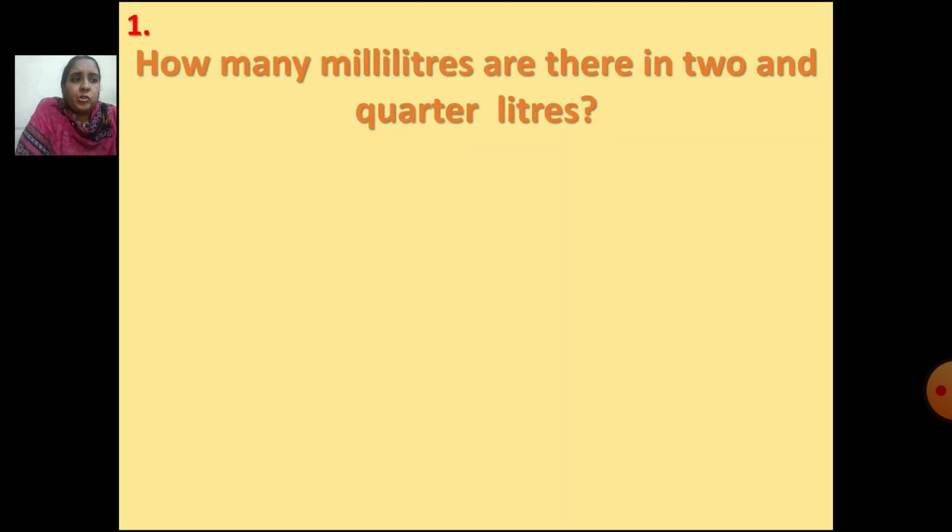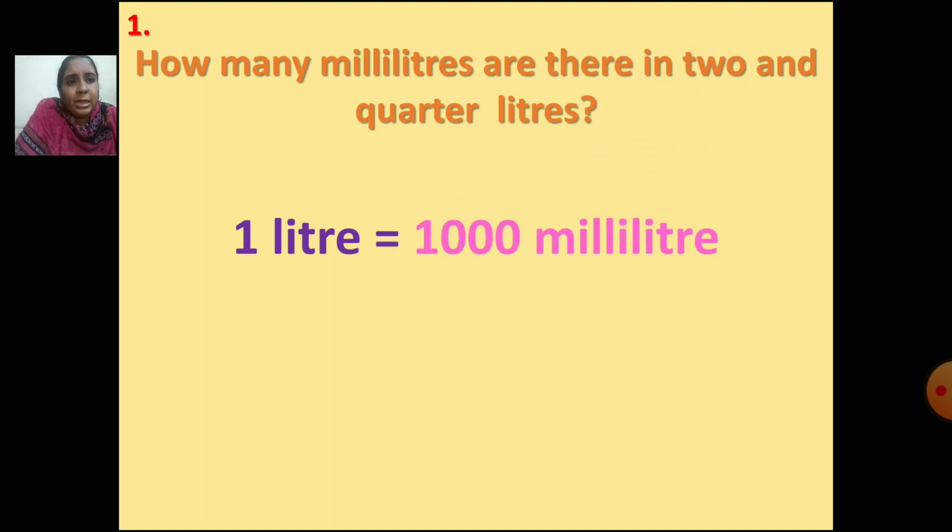Now see the first question. How many milliliters are there in 2 and a quarter liters? I repeat the question. How many milliliters are there in 2 and a quarter liters? So what will be your first step? First, what will you write? 1 liter is equal to 1000 milliliter.